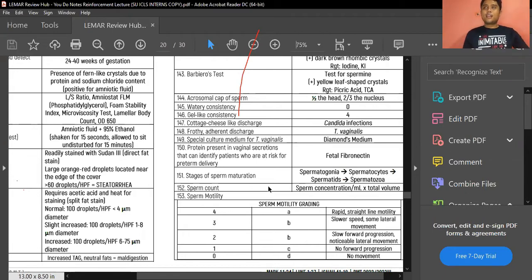It depends on how the lab interprets it. But take note of this, I tell you, promise, this will come up. 0 watery, 4 gel-like. It's very easy to remember. 0 watery, 4 gel-like.